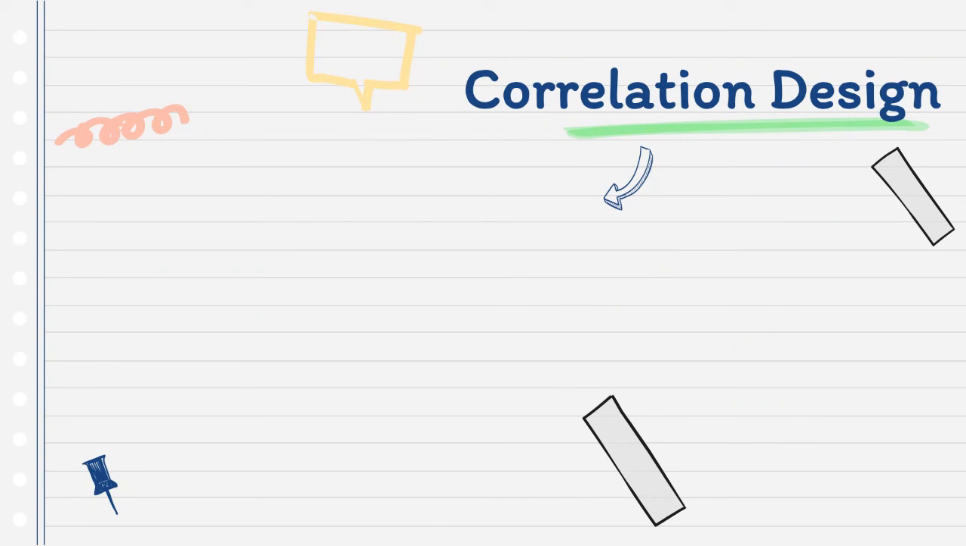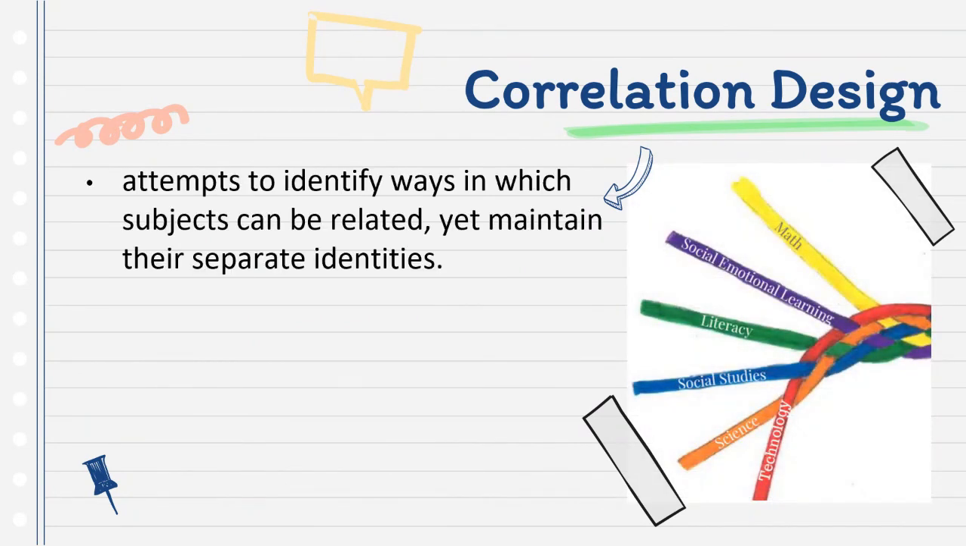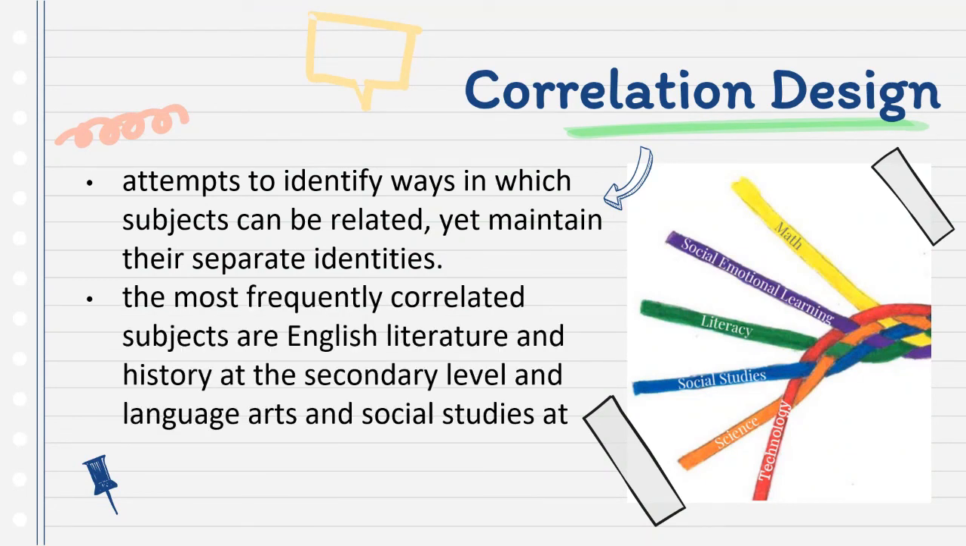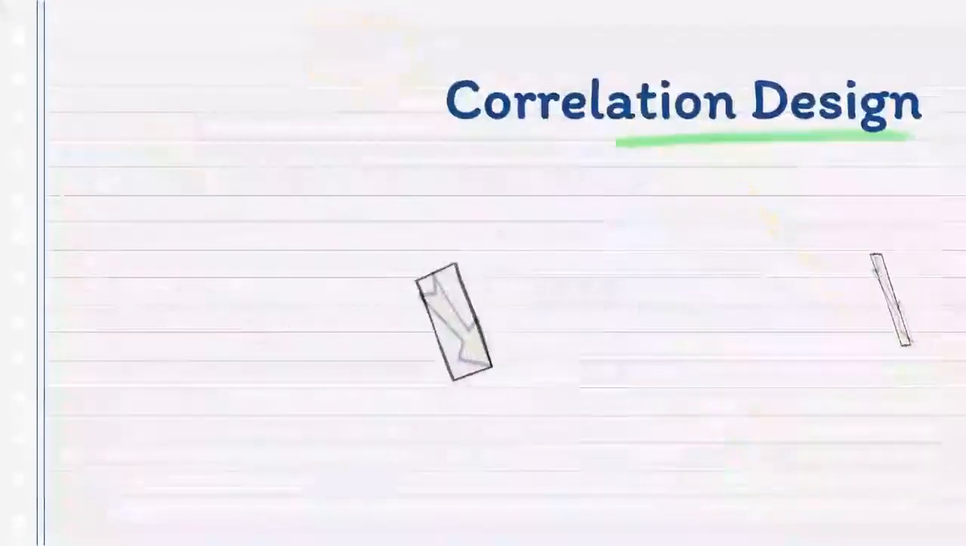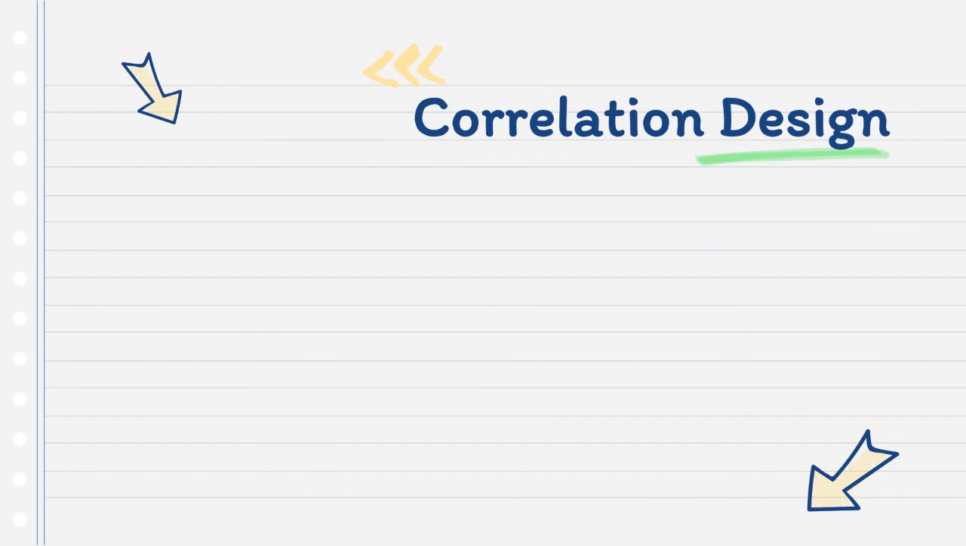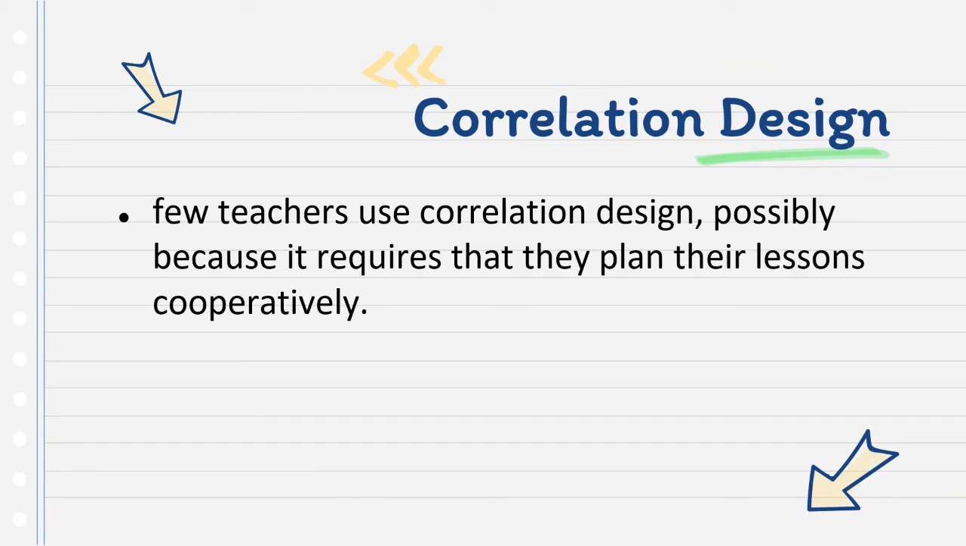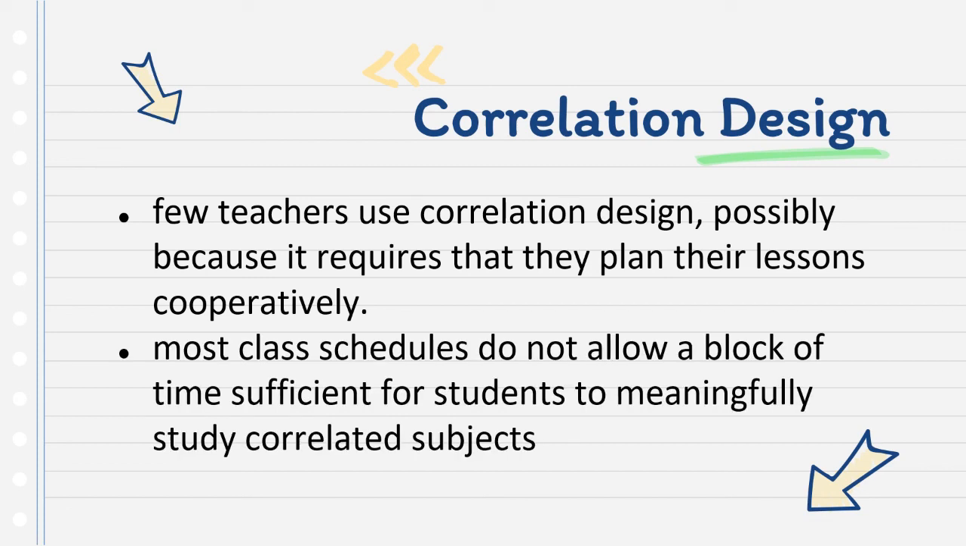Another type of subject-centered design is correlation design. This design attempts to identify ways in which subjects can be related yet maintain their separate identities. The most frequently correlated subjects are English literature and history at the secondary level, and language arts and social studies at the elementary level. Few teachers use correlation design, possibly because it requires that they plan their lessons cooperatively, and most class schedules do not allow a block of time sufficient for students to meaningfully study correlated subjects.